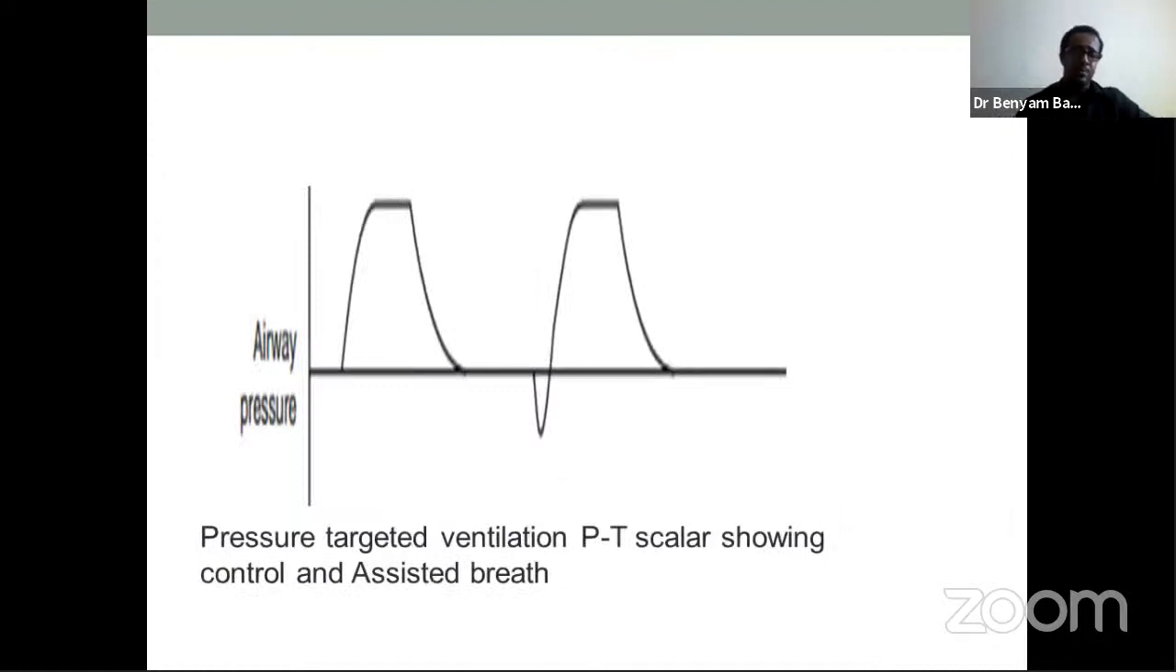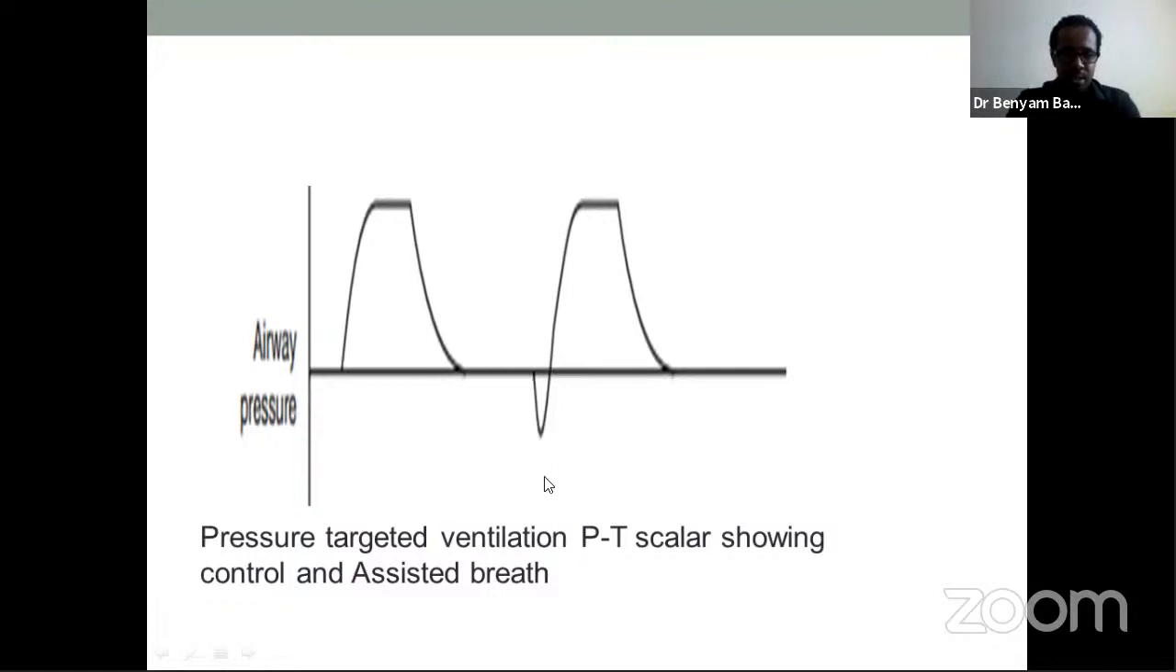The other thing we'll be able to see on the pressure time scalar is whether a patient has controlled or assisted breathing. So we said earlier, controlled breathing happens when the patient is not breathing by himself. So the inspiratory and expiratory phases will continue by the time we set, or the inspiratory time we set, and the expiratory time will be set according to the respiratory rate. So whenever it's controlled ventilation, there will be a rise in airway pressure and a drop. But whenever we have an assisted breath, there will be a negative deflection.